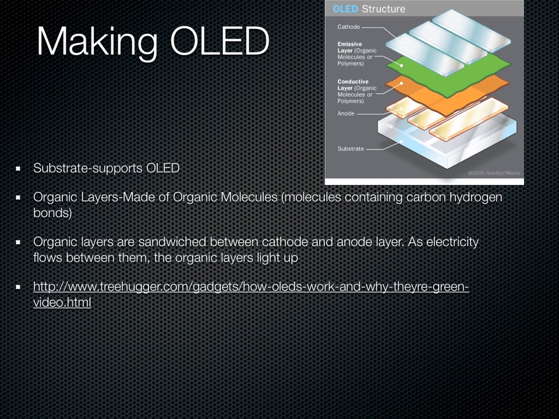OLEDs are made up of several layers. A substrate is the base layer of the OLED, it supports it. And organic layers, which are basically layers that are made of molecules that contain carbon and hydrogen bonds, are sandwiched between a cathode and an anode layer. As electricity flows between the cathode and the anode layer, the organic layers light up.